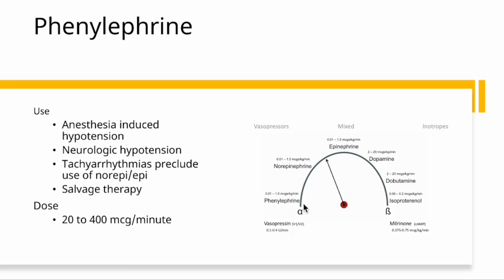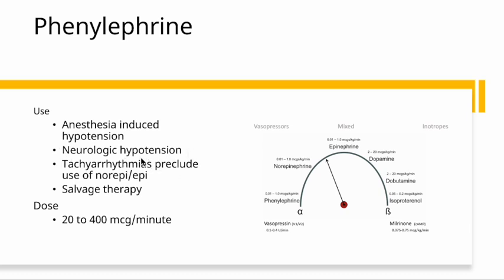Phenylephrine is a pure alpha agonist, and the main indication is in anesthesia-induced hypotension. For example, when patients get started on propofol or Precedex, you may see a drop in blood pressure, and this is due to vasodilation. So using a pure alpha agonist that acts as a vasopressor can counteract that vasodilation. Similarly, in neurologic hypertension, you may see vasodilation.